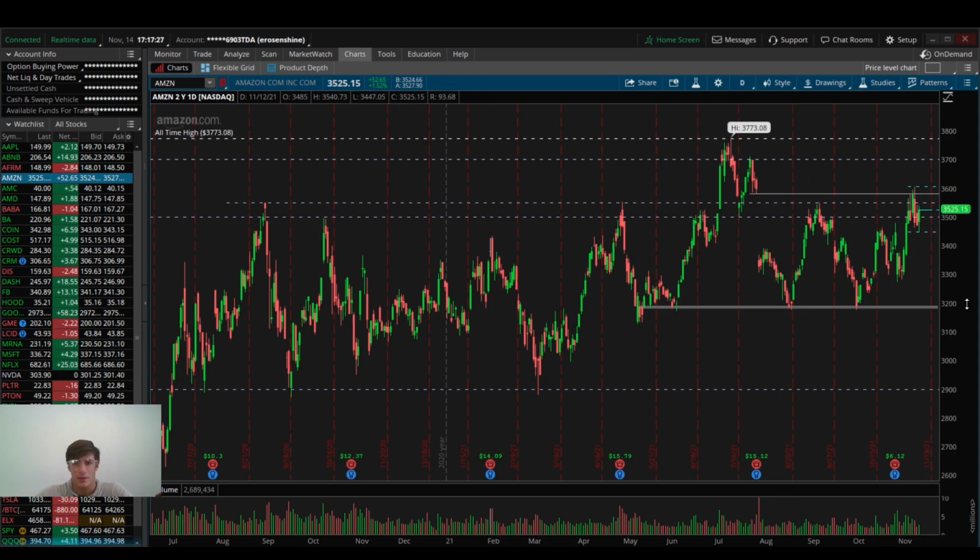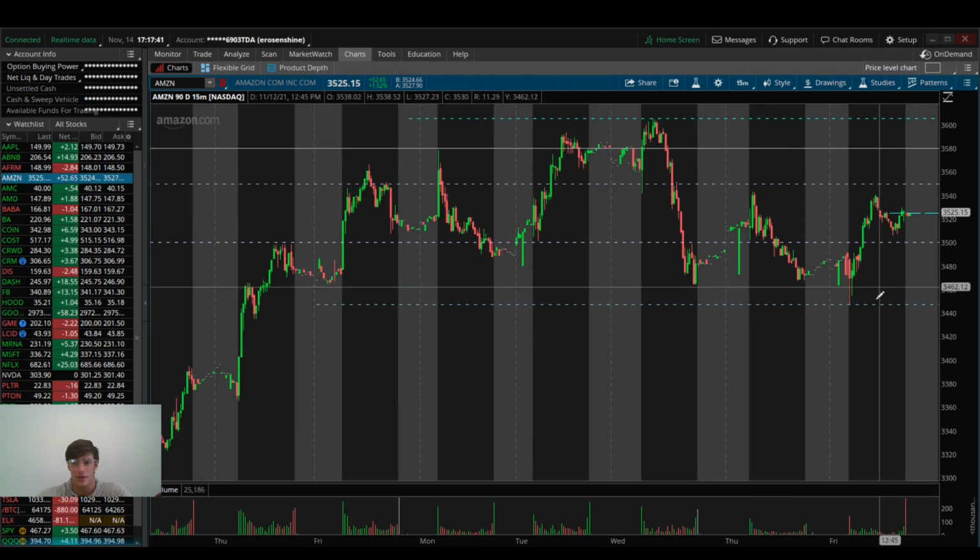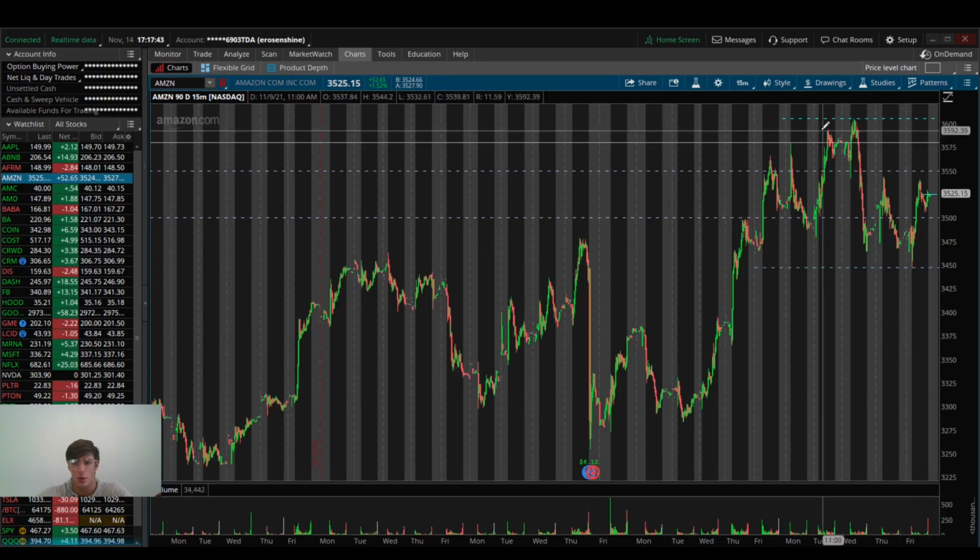Lastly, I want to point out that I only really trade levels from the weekly and the daily chart on Amazon. I won't try to look for little levels on the hourly or 15-minute chart. I'll look at those charts just to see and get a feel for it, but I'd rather play those big whole dollar levels and just trade basic price action when I'm trading Amazon.